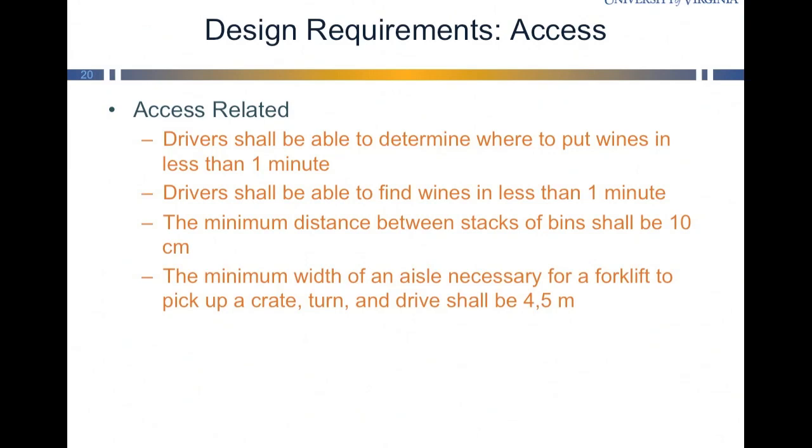The minimum distance between stacks of bins shall be 10 centimeters. That third requirement is based on how tight a forklift driver can sit 2 bins down by each other without bumping into them. So 10 centimeters on each side is the minimum distance between the stacks of these 500 bottle bins of wine.